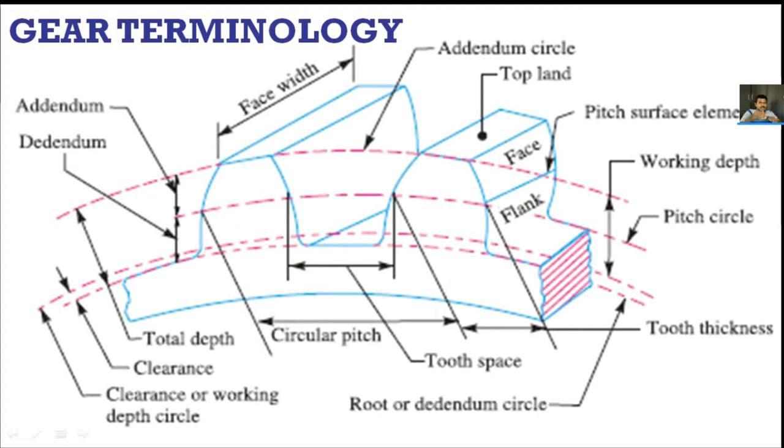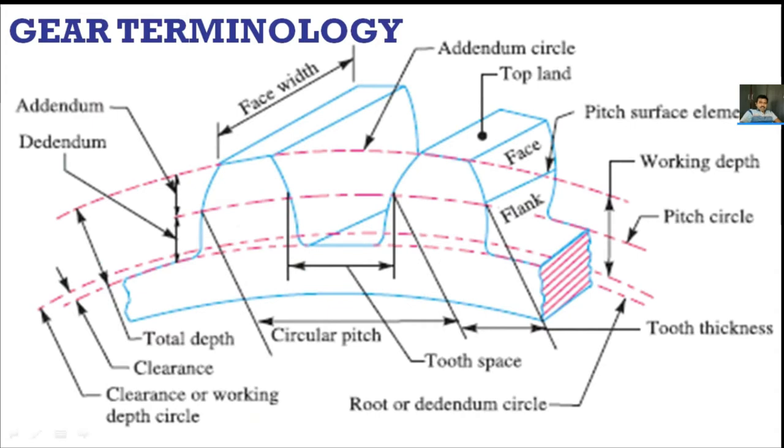That means the diameter of the addendum circle is more compared to the pitch circle diameter. The diameter of the dedendum circle is less compared to the diameter of the pitch circle. Generally, the pitch circle diameter is designated with D. The diameter of the addendum circle is represented with D suffix A, DA.